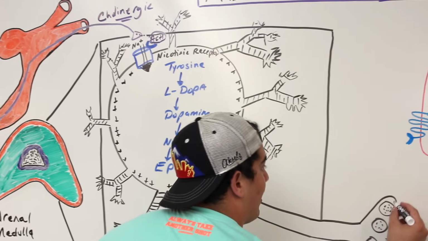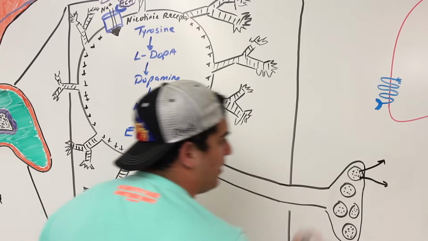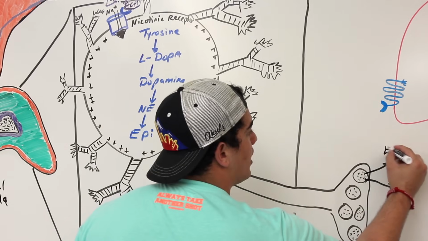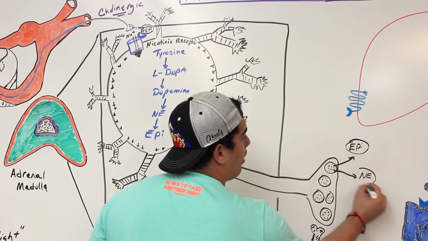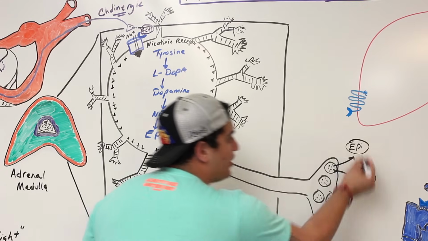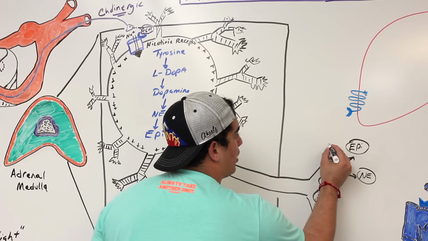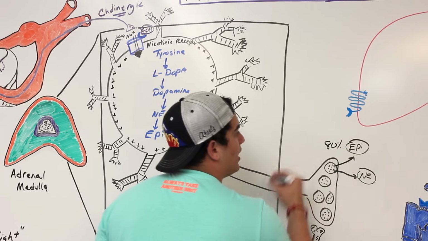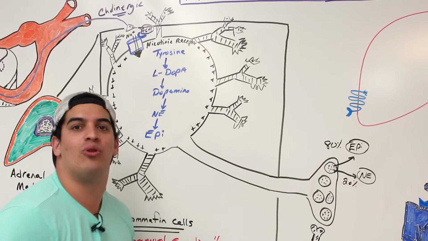So you know what actually this guy's secreting? It's secreting two main chemicals out here, from these synaptic vesicles. One is going to be epinephrine, okay? The other one's going to be norepinephrine. But out of these two that are being released out of the synapse into the bloodstream, 80% of it is going to be epinephrine. And 20% of it is going to be norepinephrine.